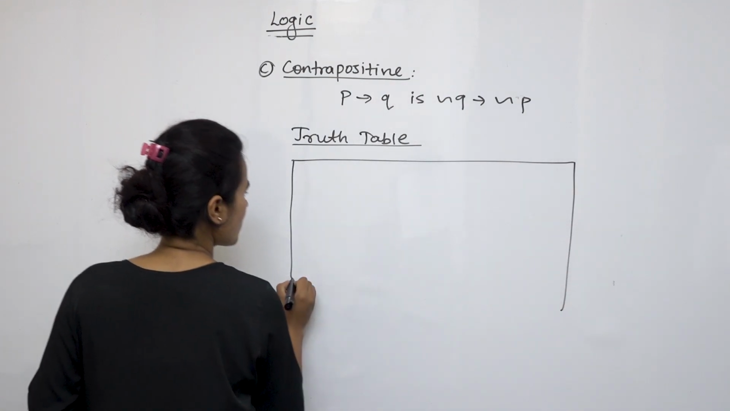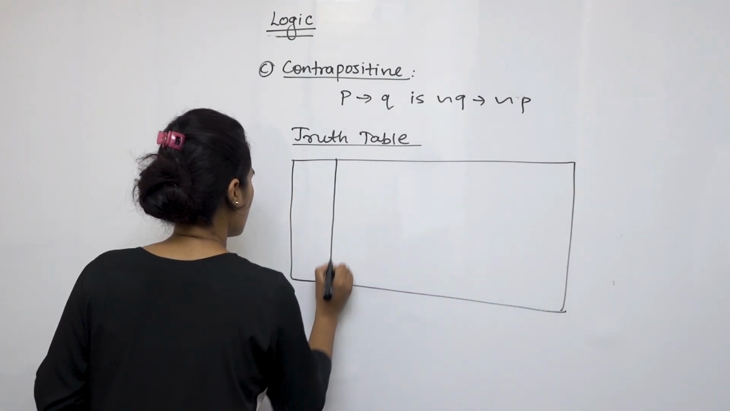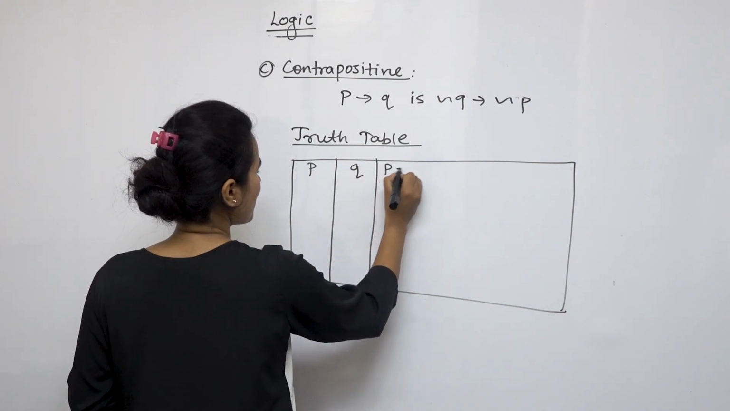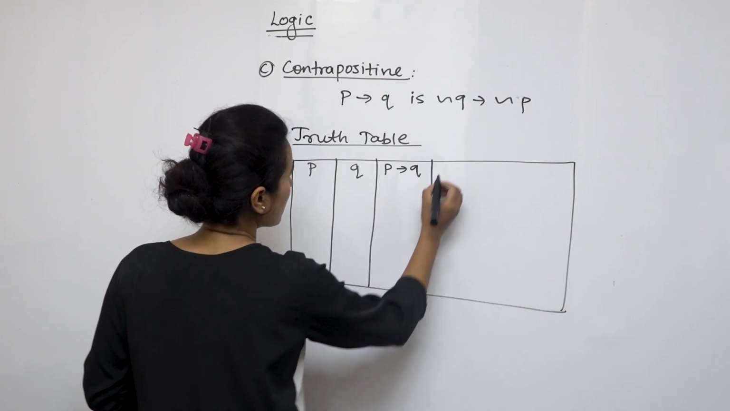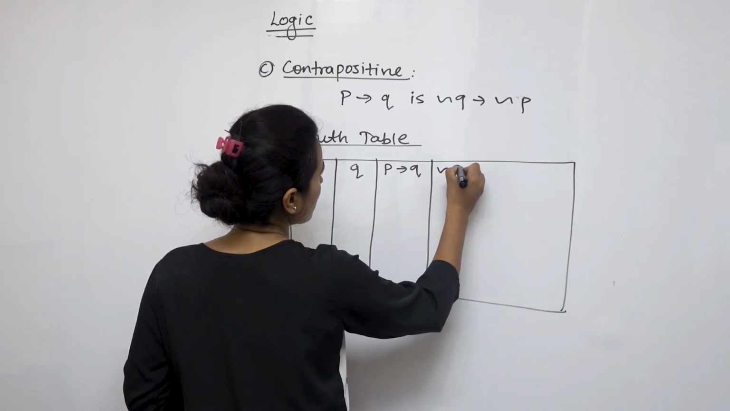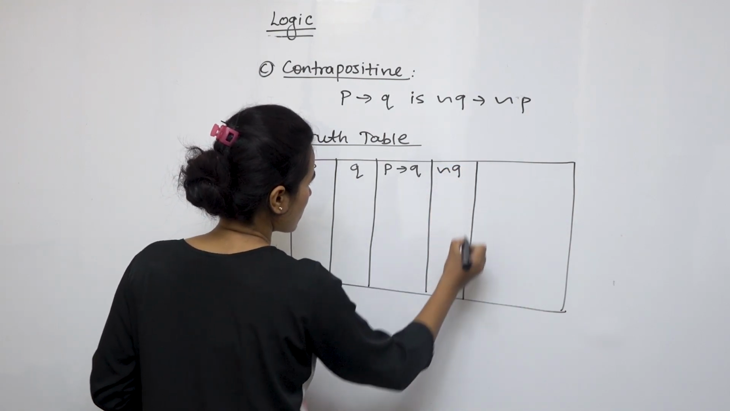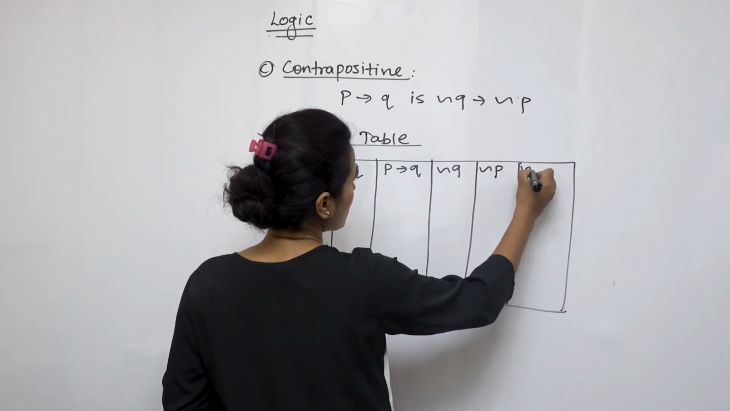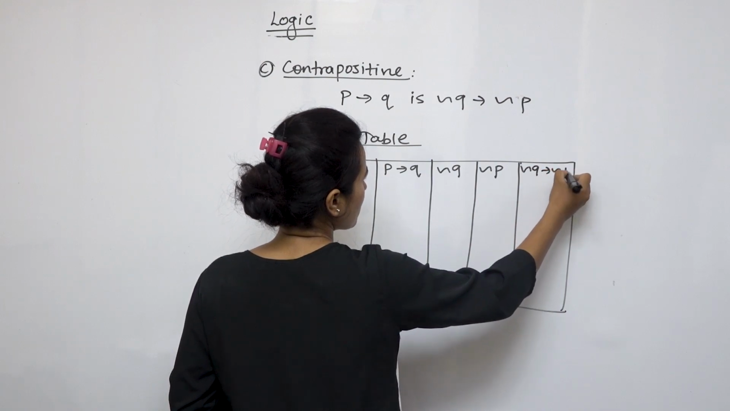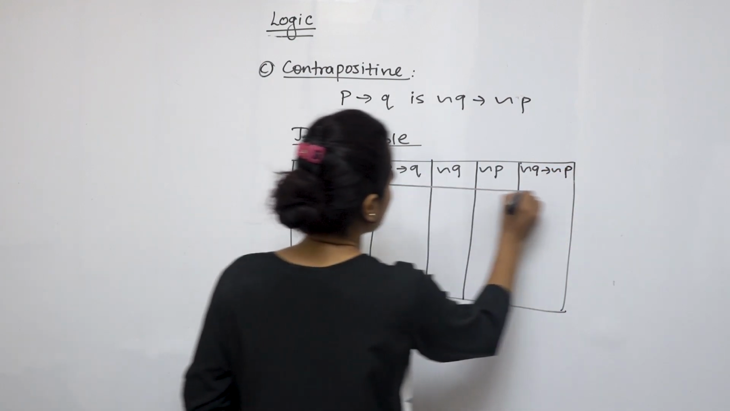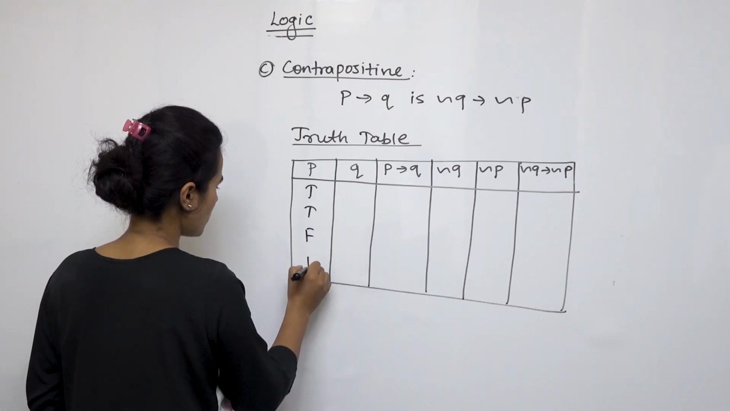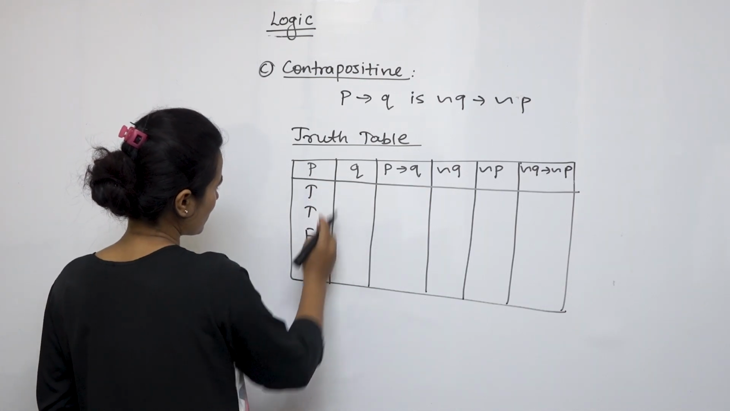Let's draw the truth table. Here P, here Q, here P then Q, negation Q, negation P, negation Q then negation P. Okay. As we used to draw, we have to write down TTFF.